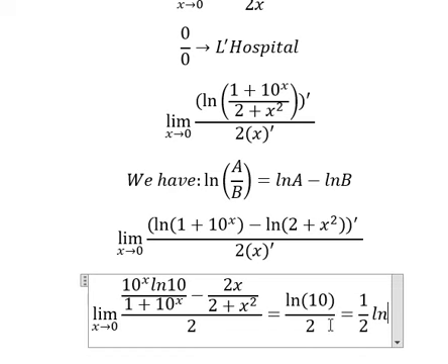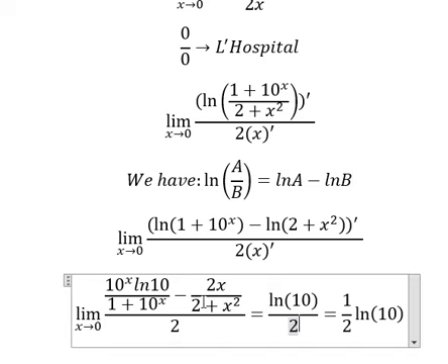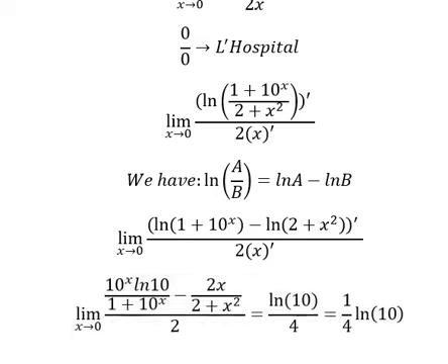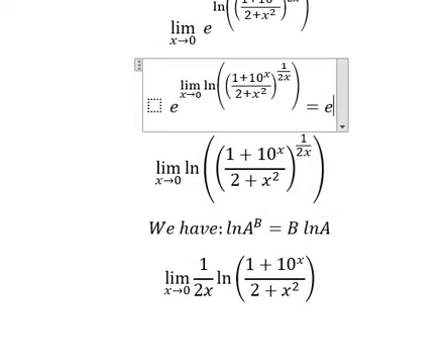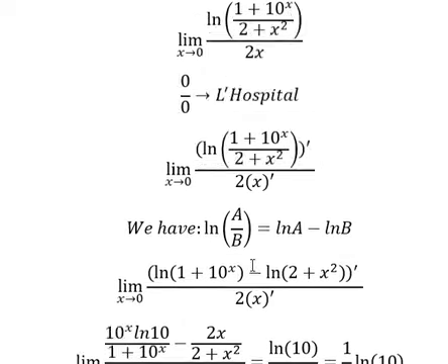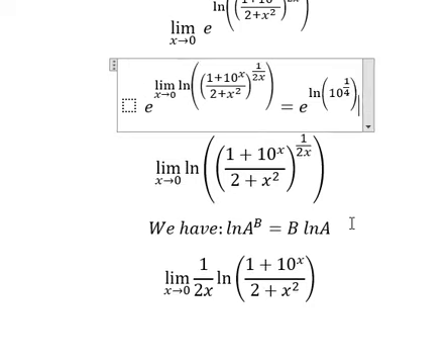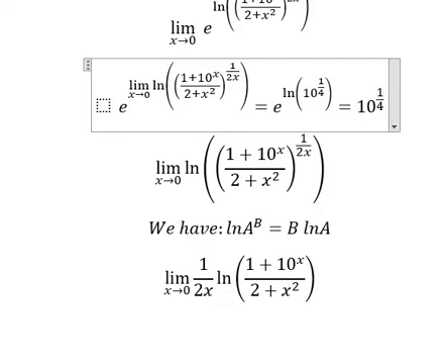So this one we can put like this. Oh, sorry, 4, because this is 2 in here. So we can put 1 over 4 inside the natural log in here. So we need to go back to this one, and this one is this one. We simplify it and we have 10 to the power of 1 over 4.